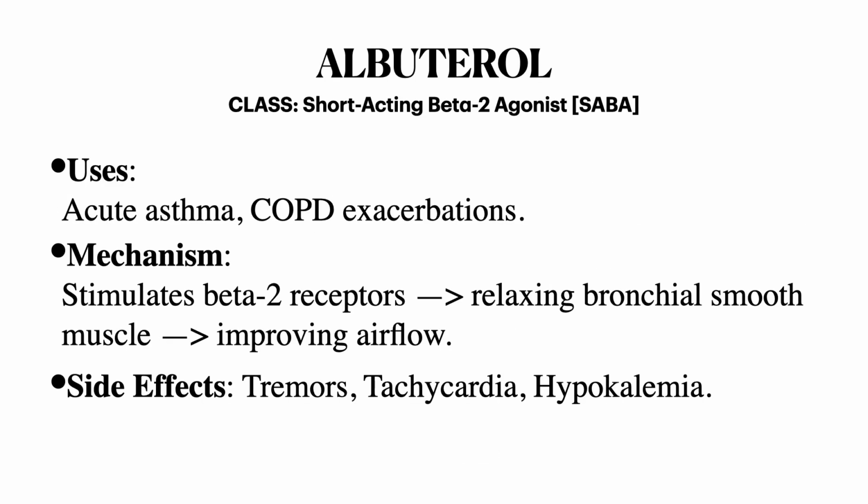So albuterol belongs to the class of short-acting beta-2 agonists, SABA, and the uses are acute asthma and COPD, that is chronic obstructive pulmonary disease, exacerbations, right? The mechanism is that it stimulates beta-2 receptors, which relaxes bronchial smooth muscle, thus improving the airflow. The side effects of this drug are tremors, tachycardia, and hypokalemia. There are a lot of side effects, but you have to remember these three specifically.